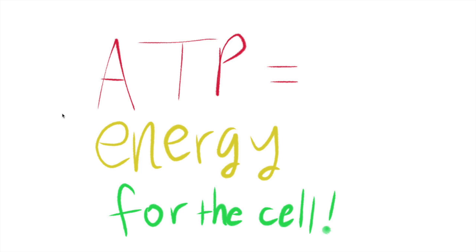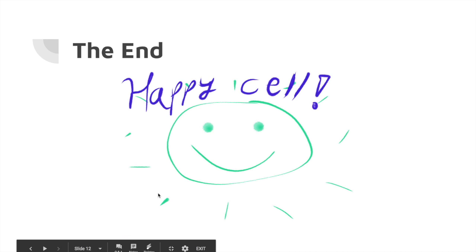Fermentation simply doesn't produce as much, and that's why we don't do a lot of it. So aerobic cellular respiration is definitely the way to go. And more ATP equals happy cell, and happy cell equals happy life.